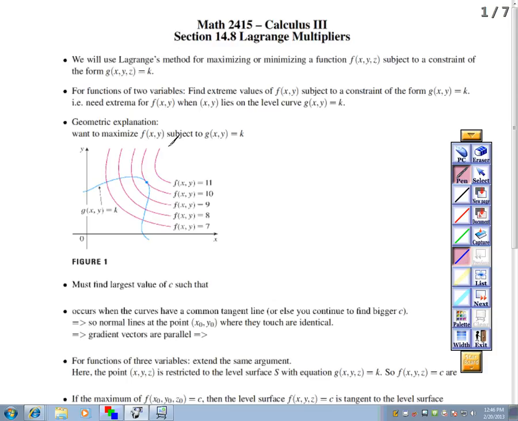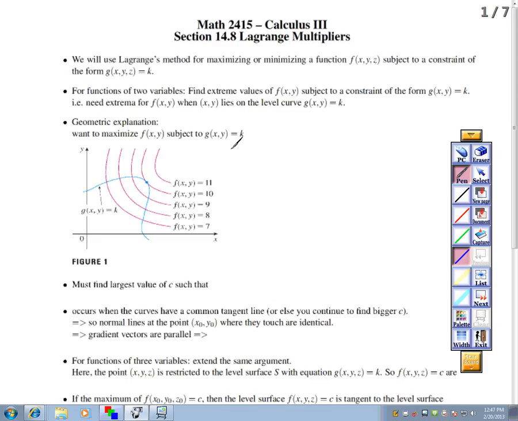For functions of two variables, we are going to find extreme values of f subject to a constraint g of x, y equal k. Okay? So we need extrema for f of x, y when x, y lies on the level curve. Remember level curves from your last test? Okay. So I just stole a picture out of the book. Here's the geometric explanation rather. I want to maximize my function f, and f are these guys, right? Level curves, subject to g of x, y equals k.